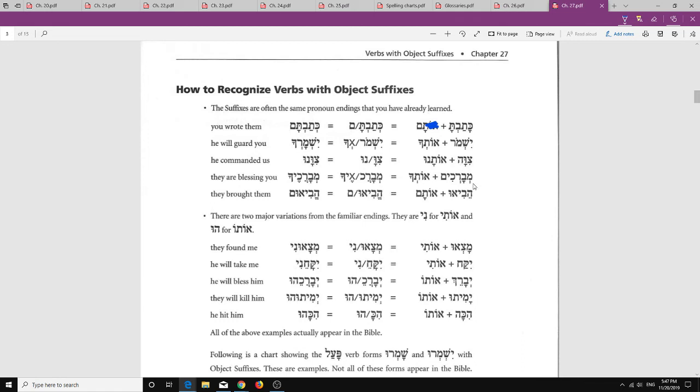Okay, then we have Mevarkim Otka. And you can see this is a plural masculine participle. So they're saying they are blessing you, is how we might interpret this. Notice here we do have some more changes. The mem kind of dropped off of this participle.